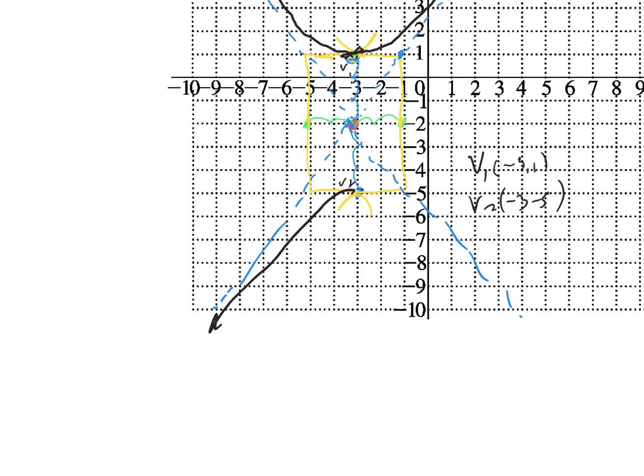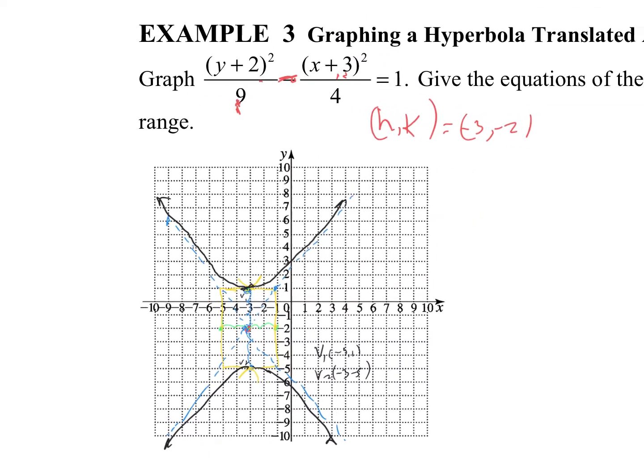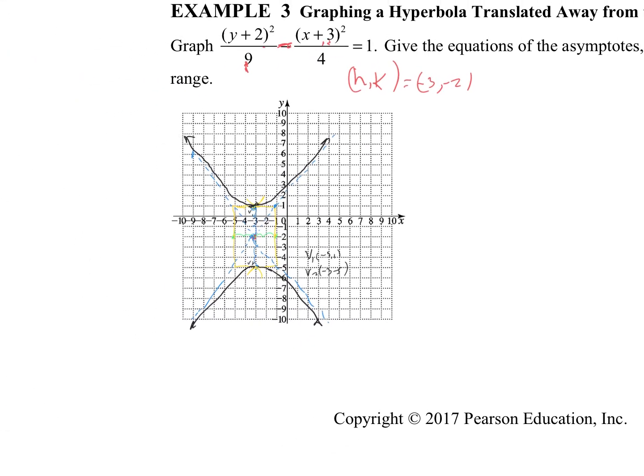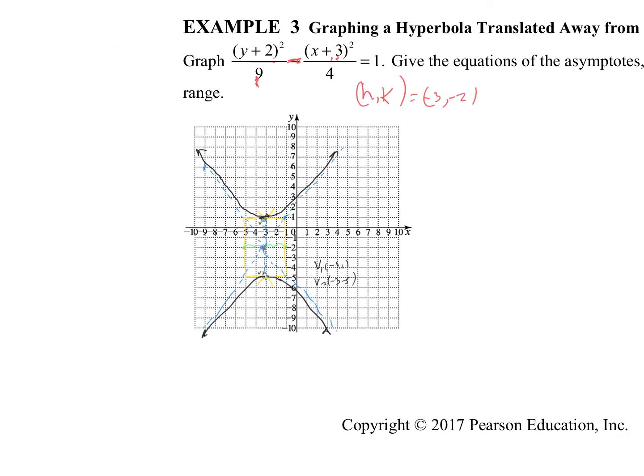There it is. There it goes. What am I missing? What else did he want? Graph it, give the equation of the asymptotes and the domain and range. So he wants the equation of those asymptotes.